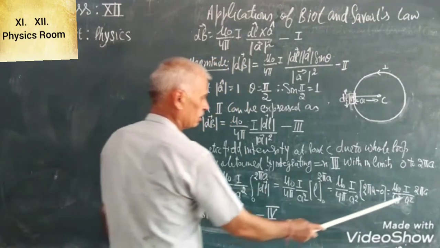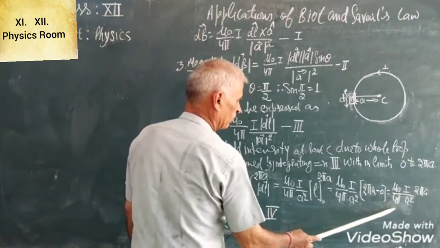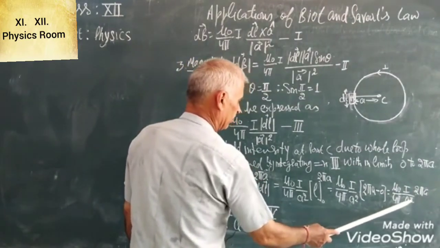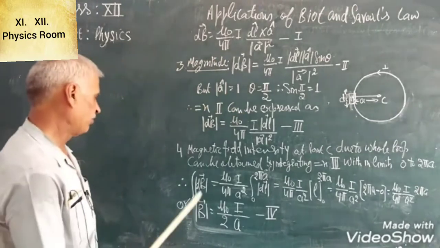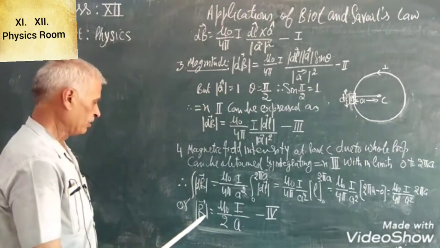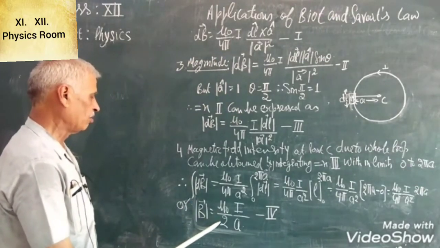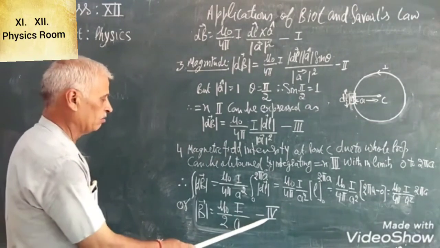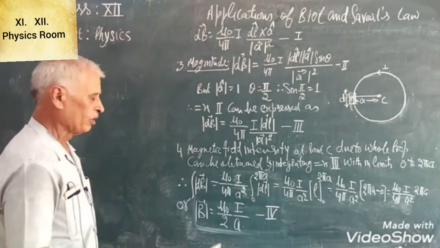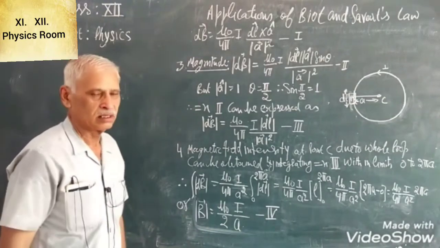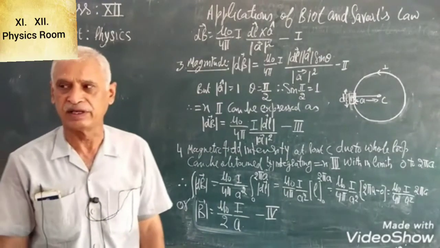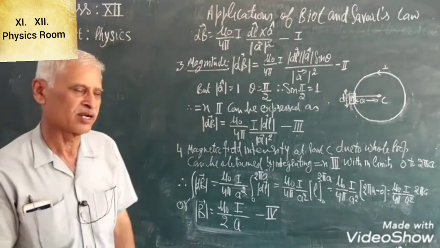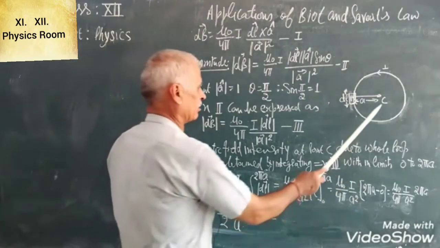Now here 2π will cancel, here we will have 2, a will cancel, and here we will have a. So the integration of dB is B. So B will be equal to μ0 by 2, I by a. We mark it as equation 4. This gives us the magnitude of the magnetic field due to a circular current carrying loop at its center.